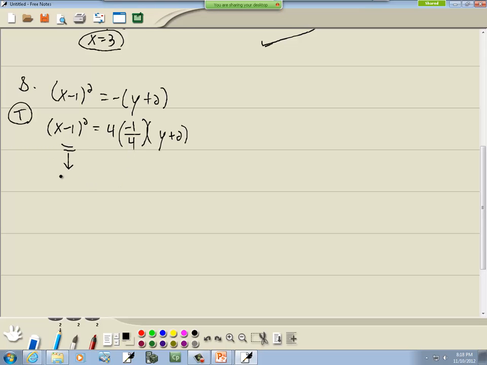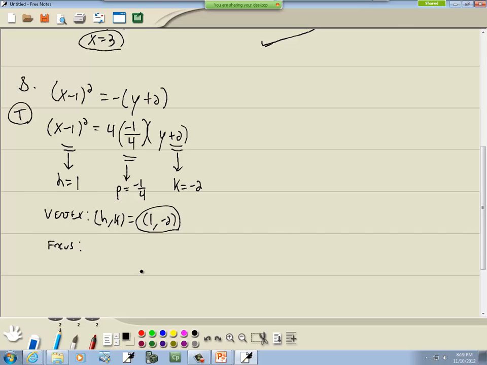Well, this is going to be our h. It's the opposite sign, which is 1. And this is k, and its opposite sign, which is negative 2. And this is p, and it's going to be the same sign it was, which was negative 1/4. And our vertex is h, k, which will be 1, negative 2.